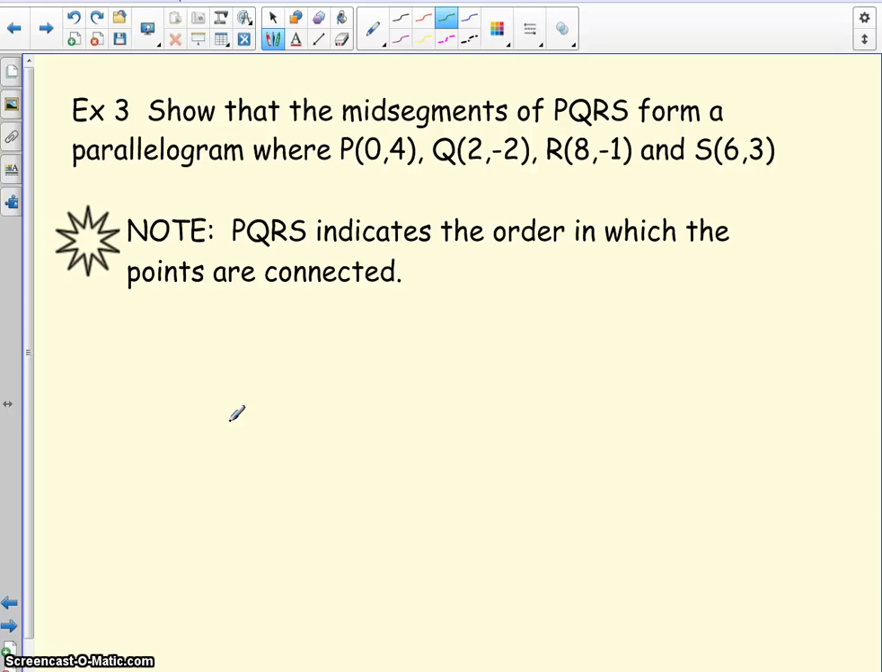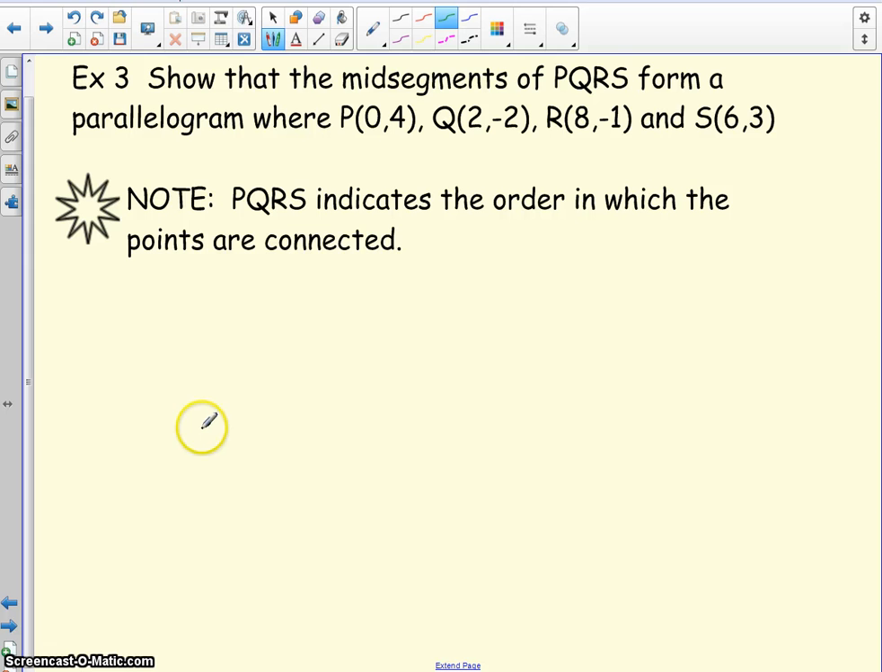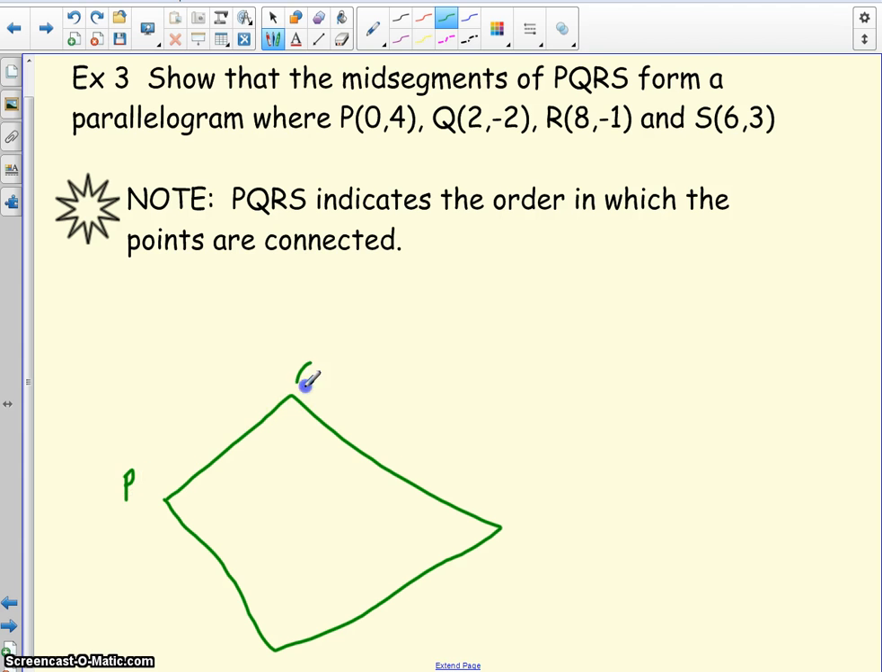So to just get a picture of what's going on here, it's telling you have a quadrilateral PQRS. This is going to be a very, very rough sketch, probably not accurate at all. But let's say I have a quadrilateral that goes something like this. 1, 2, 3, 4 sides. Okay, let's just say that's PQRS. It wants you to show that the mid segments of this form a parallelogram.